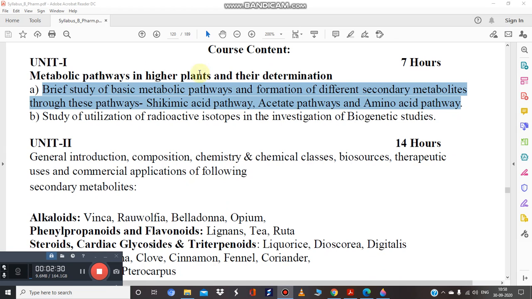So I hope you have a bit of an idea what we are going to cover in this unit, unit number 1: study of the basic metabolites and the formation of different secondary metabolites through these pathways. We have only 3 pathways in our syllabus, as there are a number of pathways running in the plant. So we have to focus on the shikimic, acetate and amino acid pathways only.